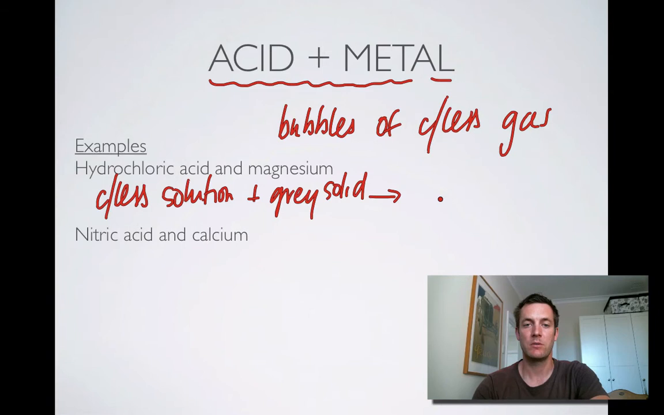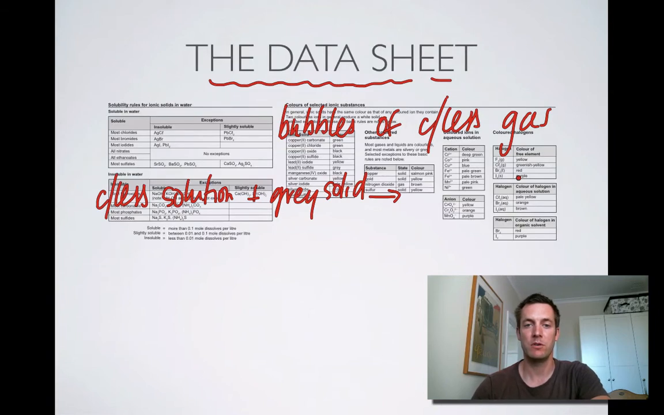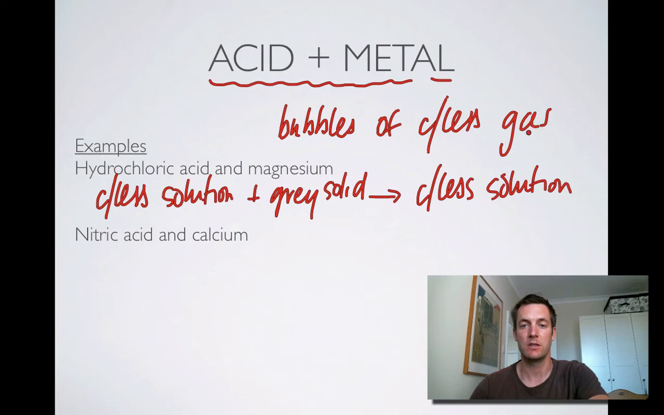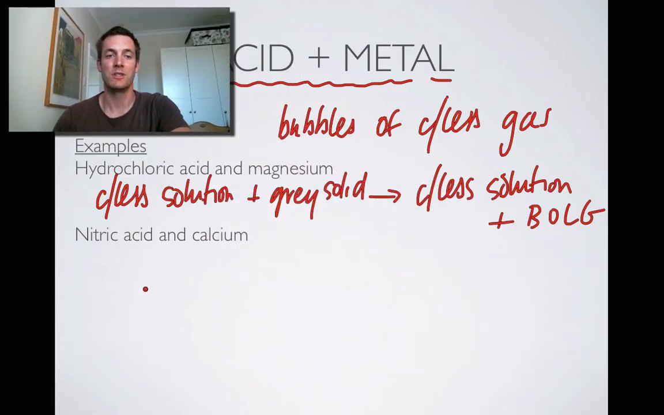Going back to this one for a moment, we'd have a look in here for the colour of magnesium, and we can't see it there. Chloride is also a colourless ion, so we're going to form a white solid, but they're in solution, so the magnesium chloride will be a colourless solution. We'll get a colourless solution and our bubbles of colourless gas, which isn't an abbreviation you can use in the text, but I'm using it here.